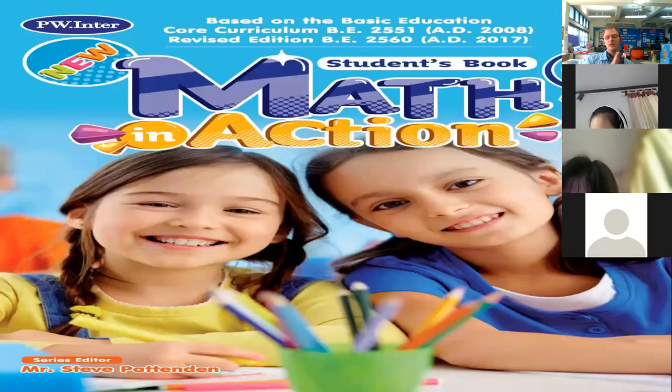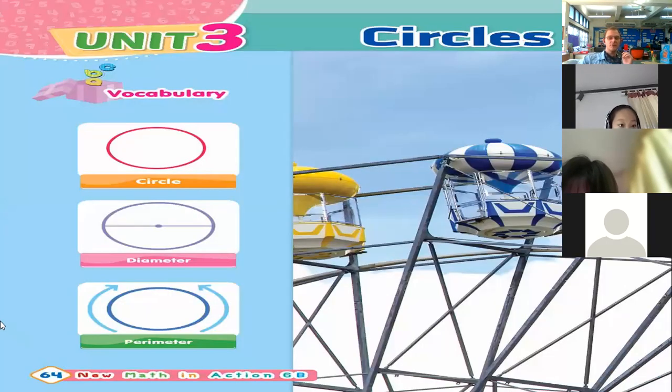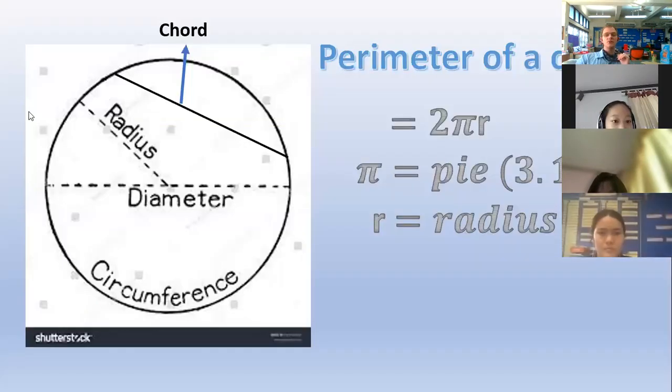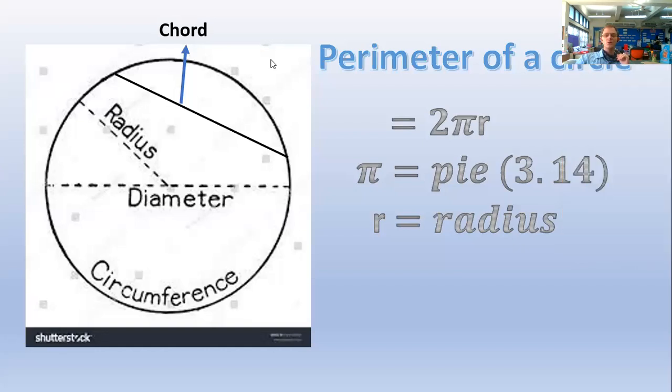But today I wanted to carry on with the unit of circles, and we're going to look at some word problems. Word problems are sometimes very difficult to answer unless we understand what they ask. So it's very important to read carefully and to understand what the question is asking us to do. So first off, let's quickly have a look at the calculations that we would need.